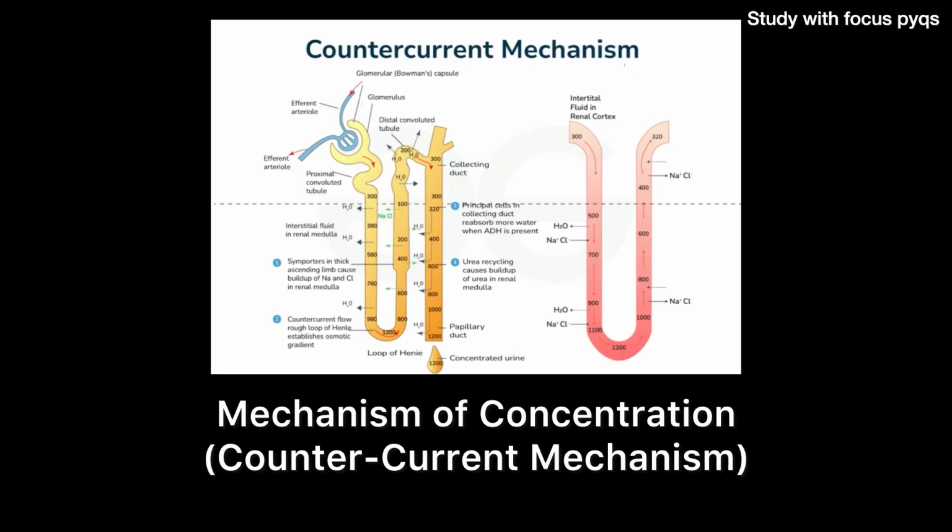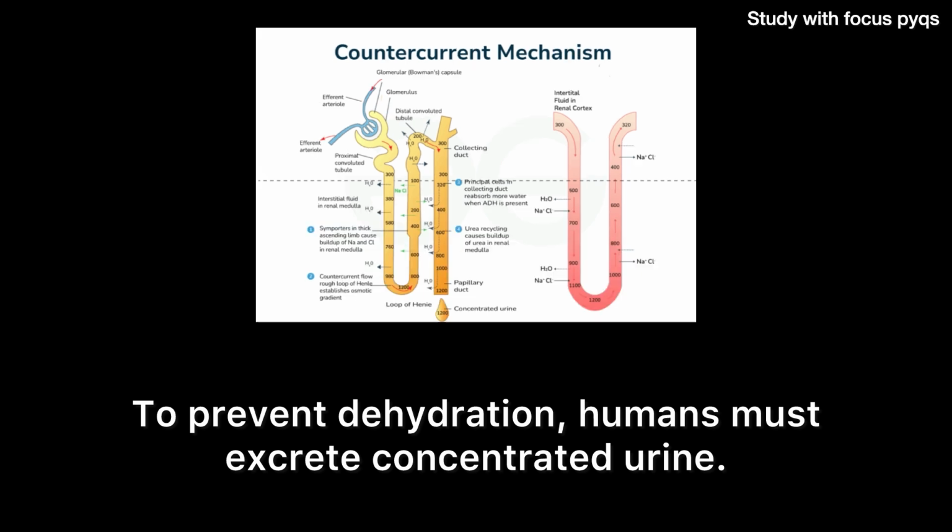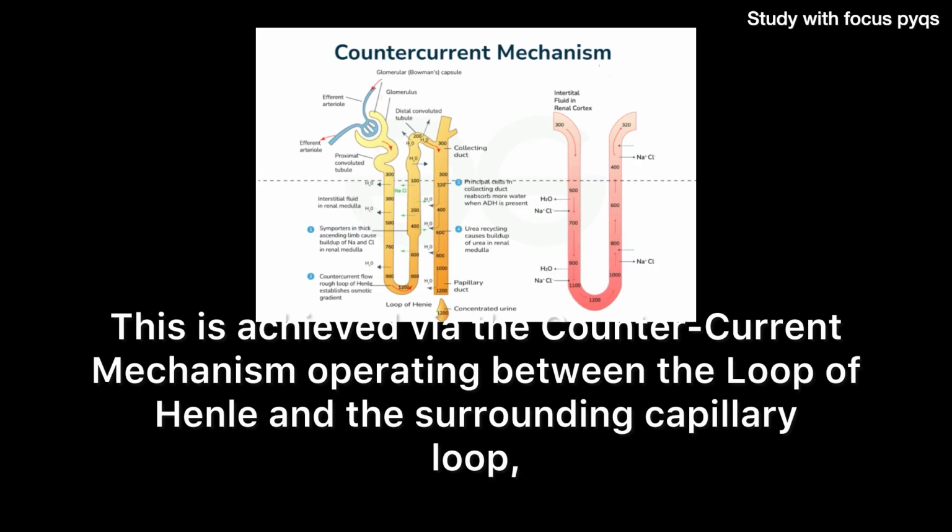Mechanism of concentration, countercurrent mechanism. To prevent dehydration, humans must excrete concentrated urine. This is achieved via the countercurrent mechanism operating between the loop of Henle and the surrounding capillary loop, the vasa recta.